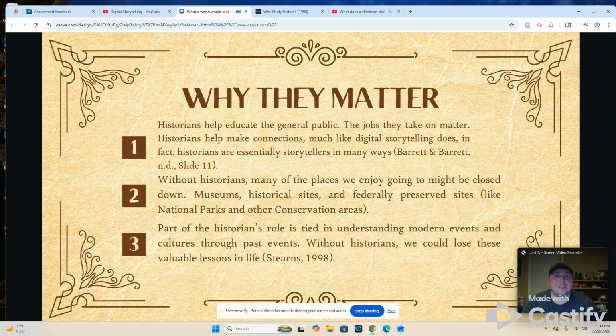First is that historians are educators. They help educate the general public. The jobs they take on matter. They are there to help those learning.